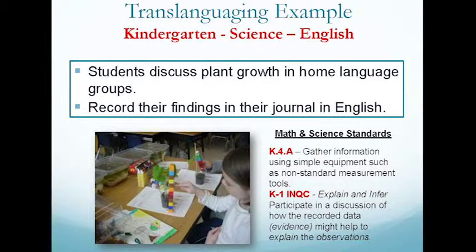And so another example here, this is kindergarten. It's science time, and it's in this particular school, English time. And here the students are measuring plant growth using cubes. And the task then is for students to discuss plant growth in their home language groups, but then to record their findings in their journal in English. That's translanguaging.